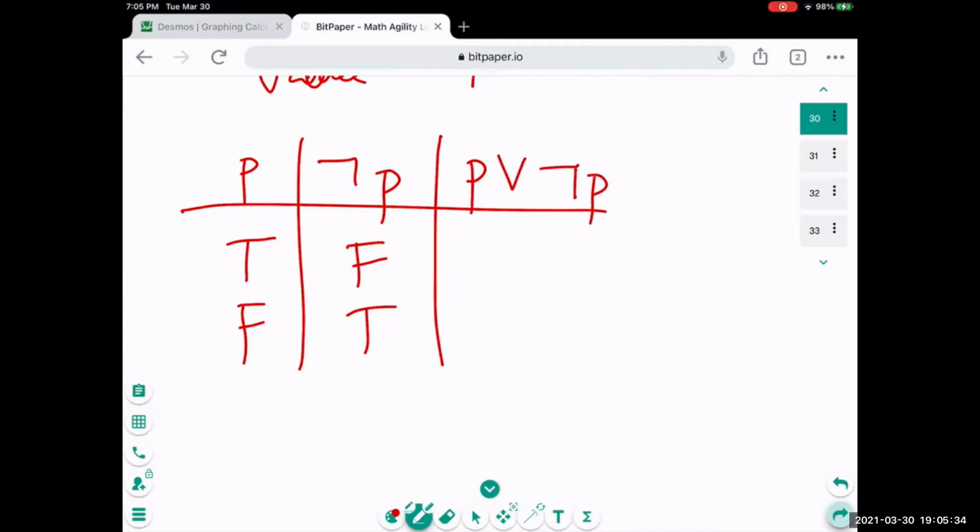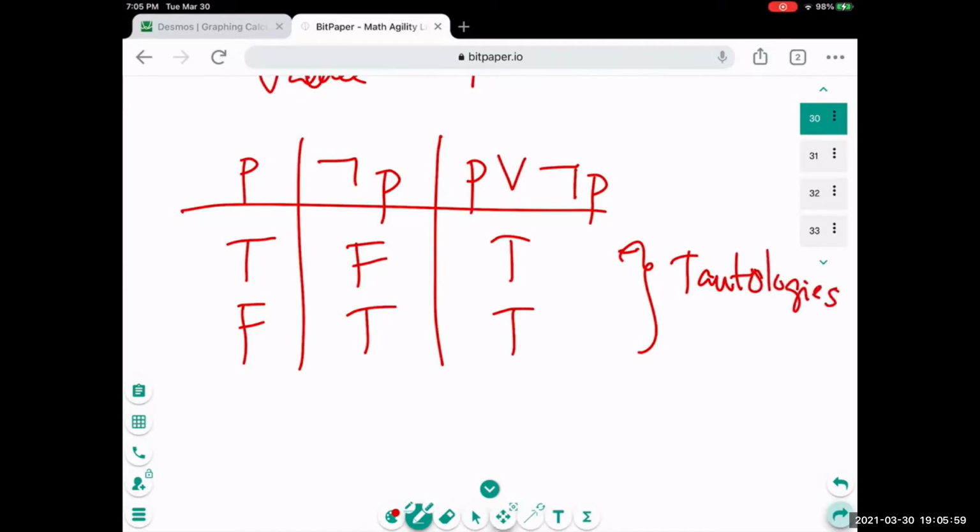So pag sinabi nating disjunction, para lang natin siyang ina-add. So kapag may true, true na agad, kahit ano pa yung isang truth table ng isang variable. So tautology siya, right? Kasi yung last column is all true, right? Okay? So ayan yung example ng tautology.